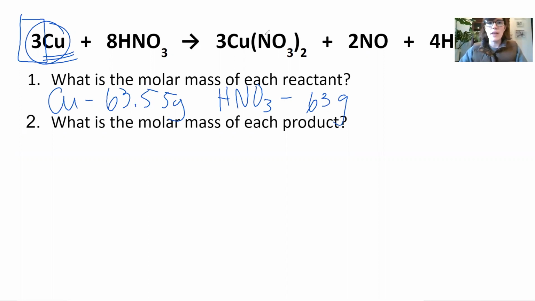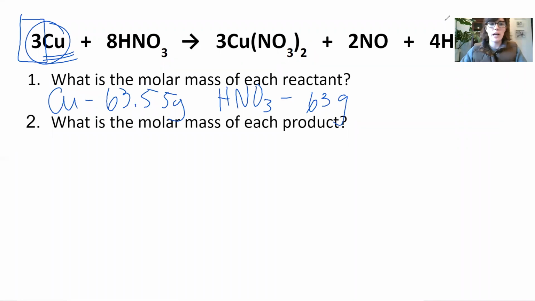All right, cool. Great. And then the products, we would do the same way. So we would do 1 copper, 2 nitrates, 6 oxygens for figuring out the copper nitrate. NO is just going to be nitrogen plus oxygen. H2O, we've done that a bunch. That's going to be 18.01. Great.